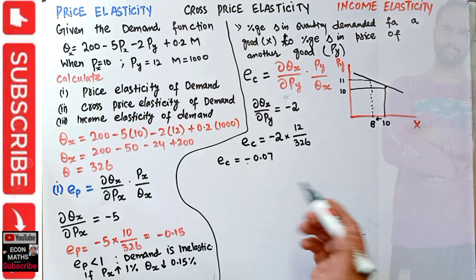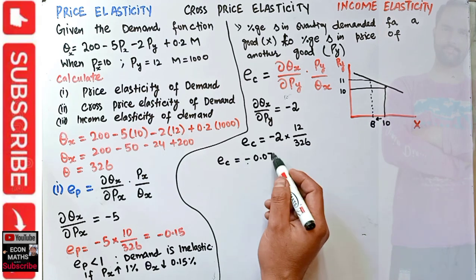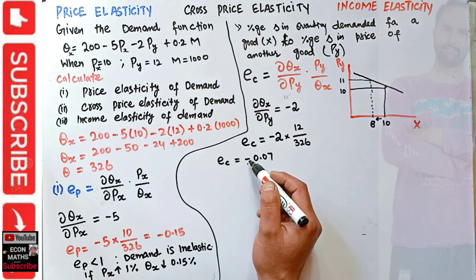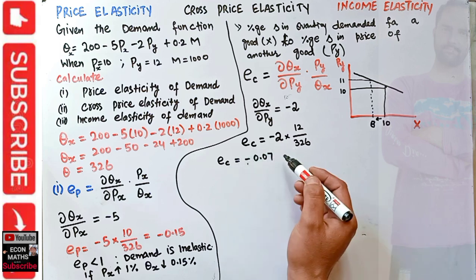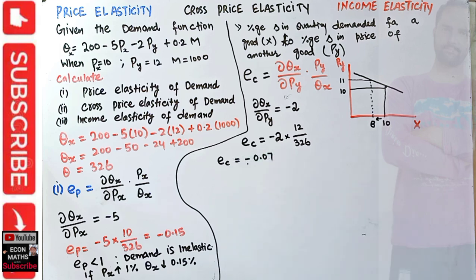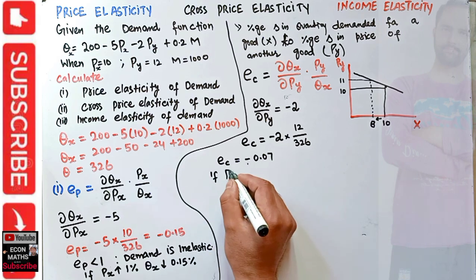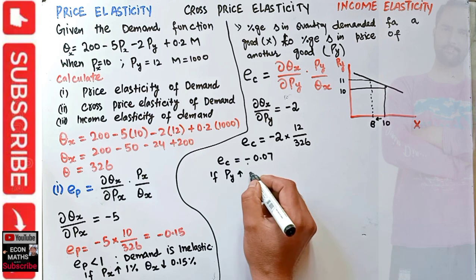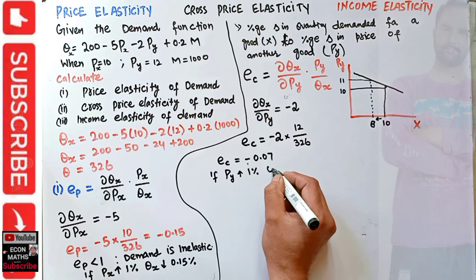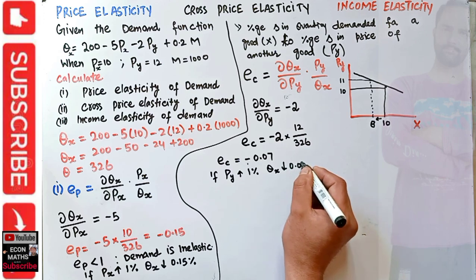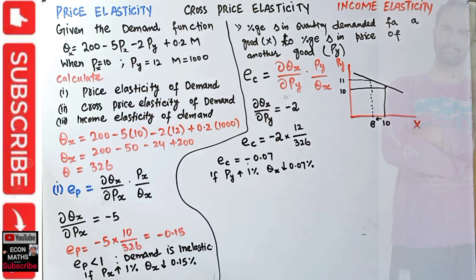There is negative relationship between them, and that is being corroborated by this negative sign, that there is negative relationship between the price of good y and quantity demanded of good x. Okay, and if we want to interpret it, it says if price of good y increases by 1%, quantity demanded of good x will decrease by 0.07%. Okay, this was about the cross price elasticity.